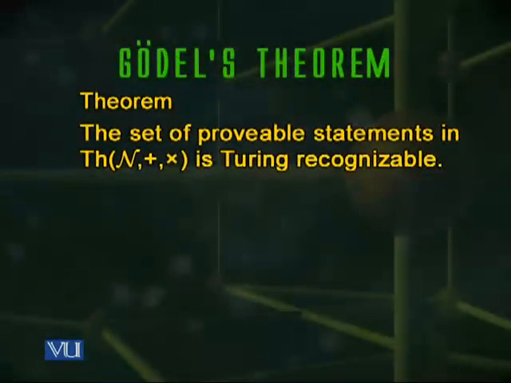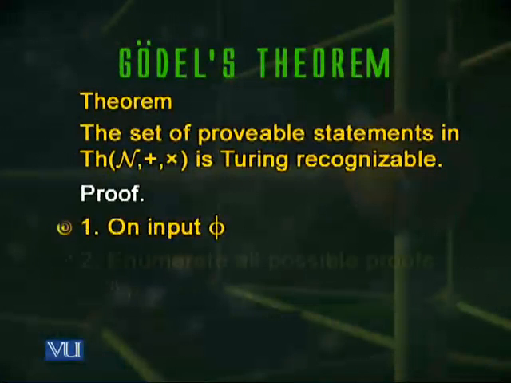Let's prove this very simple theorem, which says that the set of provable statements in number theory is Turing recognizable. In order to prove this theorem, we will use our previous technique. What we will do is enumerate all possible proofs and check whether they prove the statement that is given to us as an input. So, the proof of this theorem is given by describing a Turing machine.